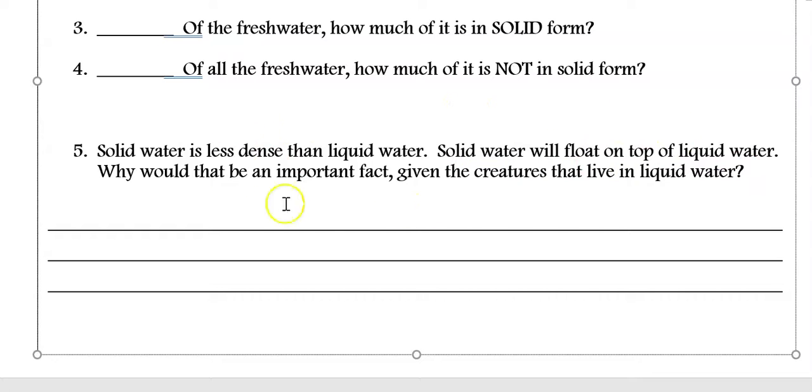So this gives you a lot to think about, but I've given you a pretty good hint of a direction to go when I'm saying, okay, you know there are creatures that live in liquid water. Why is it important that solid water floats on top of liquid water?